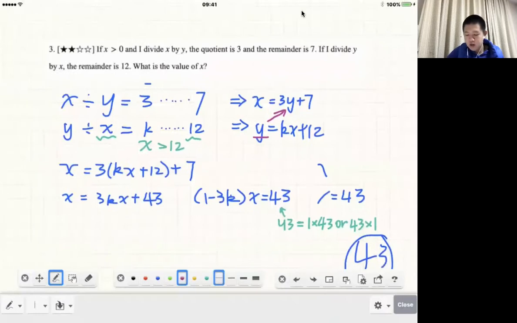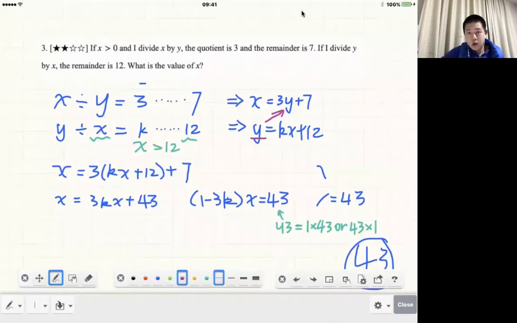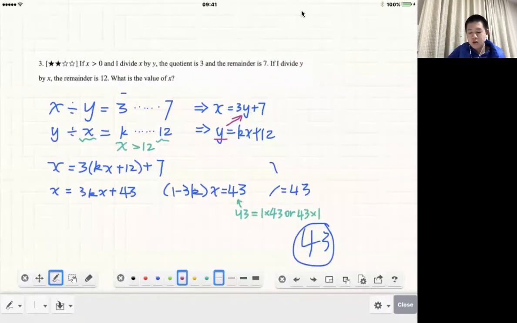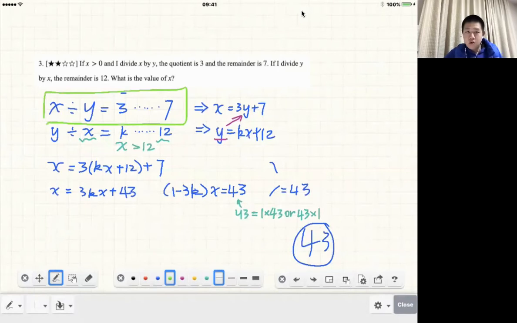About question number 3, it's actually about some divisor problems. And for this problem, by the information from the question, you could find that when you are dividing x by y, the quotient is 3 and the remainder is 7, so you will get this one. And when it says that you divide y by x, the remainder is 12, you could get this one. You need to have some simple conversions to the right. So you will have x equals 3y plus 7 and y equals kx plus 12.